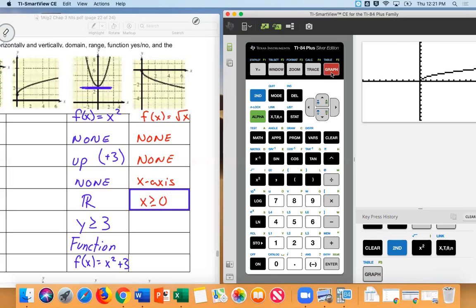On the y-axis, it can be anything less than 0. So y is less than or equal to 0. Is it a function, Hansi? See, I'm dragging my pen across it. Yes, it's a function.